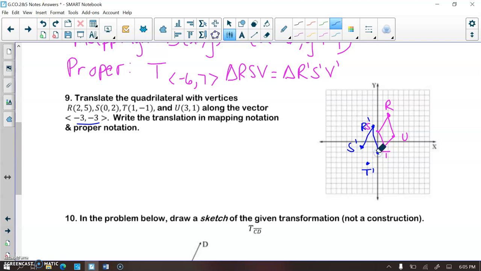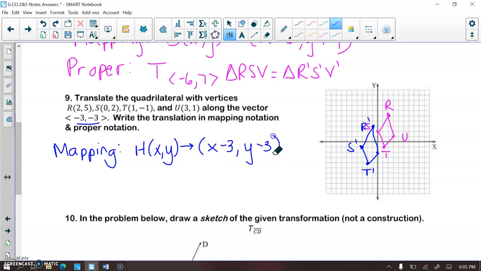These figures are congruent because they're isometric. No size change occurred. So now it says to write the translation and mapping in proper notation. So for mapping, again, you can use any capital letter, does not matter. Let's use H. So transformation H, I'm taking every X and Y value, and I'm subtracting 3 from the X values and subtracting 3 from the Y values.